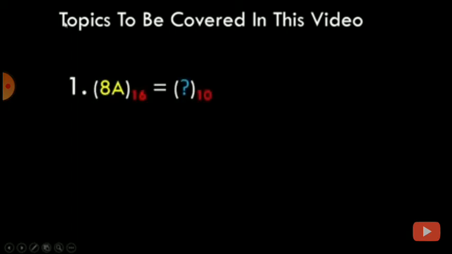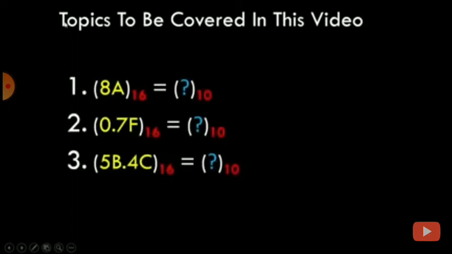In this video tutorial, we'll be solving three different problems, wherein we have three different hexadecimal numbers which need to be converted to decimal numbers. The first one is a plain integer hexadecimal number without a decimal point. The second one is a fractional hexadecimal number that has a decimal point, and the third one is a combination of the first and second sum.